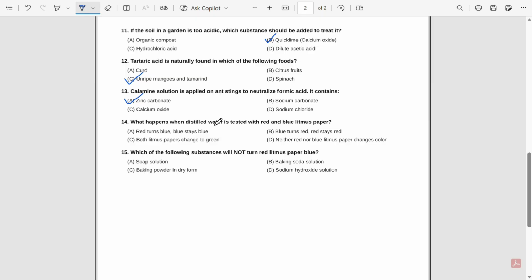What happens when distilled water is tested with red and blue litmus paper? See this word, distilled water. Distilled water is nothing but water which is free from germs, with no impurities. It is surely neutral in nature. What is the nature of this distilled water? Neutral in nature. It's a bad conductor of electricity. First, it can be tested with red litmus paper, and afterwards with blue litmus paper. What are the results? Guess this.